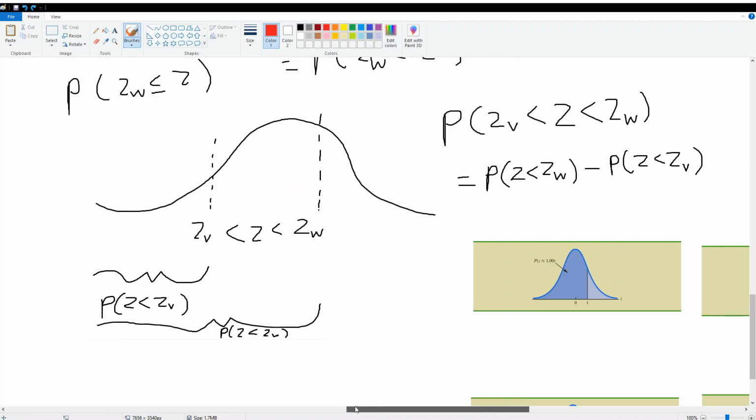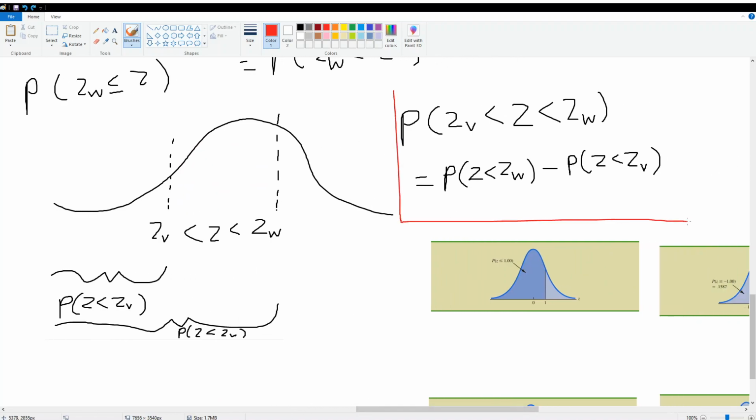So therefore, in this part you do need to write down, the chances of being in between two z-scores is equal to the chances of being below the lower one minus the chances of being below the upper one. You might say, what are ZV? What are ZW? You have not told me what these are. These are just letters. You'll be given the actual numbers momentarily.